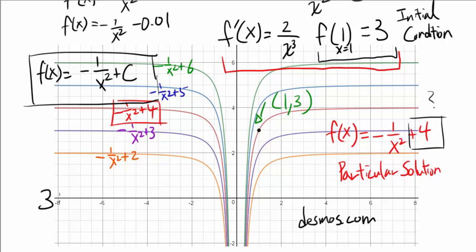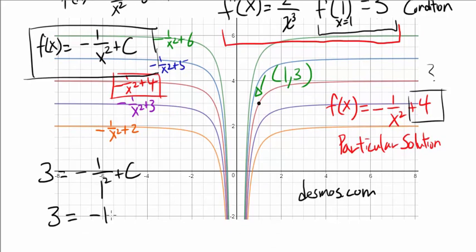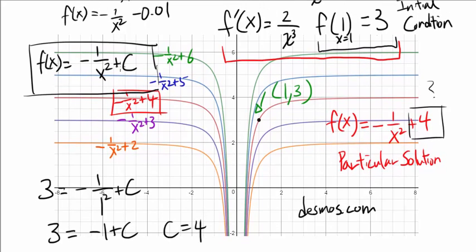So we want 3 to be equal to negative 1 over 1 squared plus c. I'm just plugging 1 into the function, and we want to get 3 out of it. So we have 3 is equal to negative 1 plus c, or c is equal to 4. So you know the particular solution is going to be negative 1 over x squared plus, instead of plus c, plus 4.